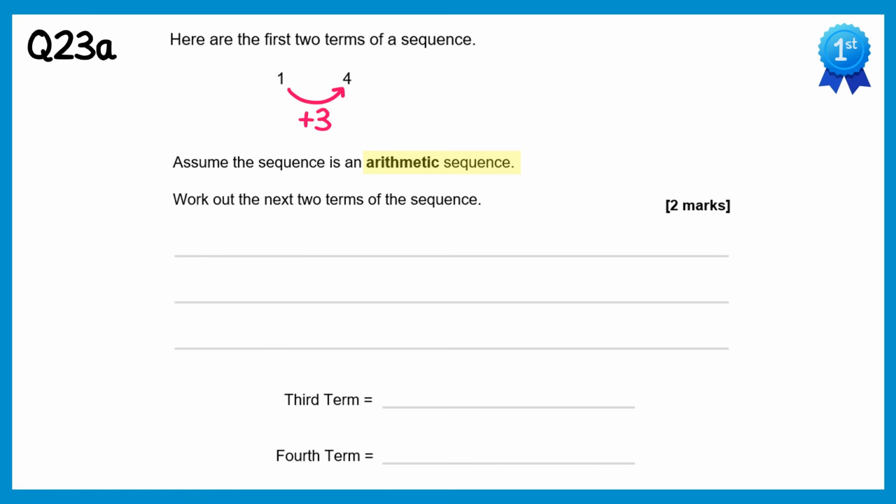That means to get from 4 to the next term, we just add 3 again. So 4 add 3 gives you 7. And to get from 7 to the next term, you add 3 again, and 7 add 3 is 10. So the third term of this sequence is 7, and the fourth term is 10.